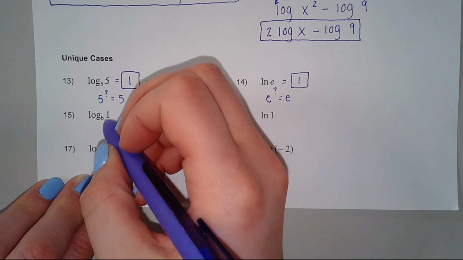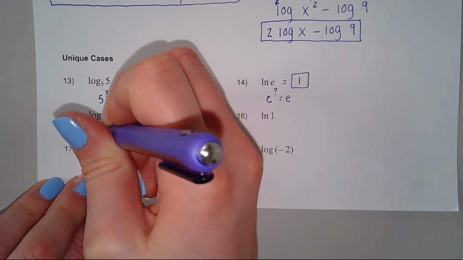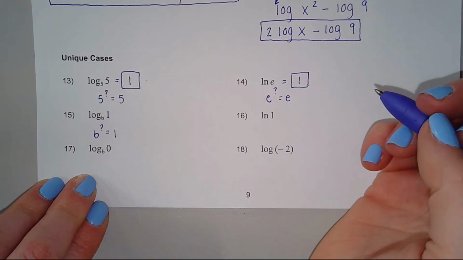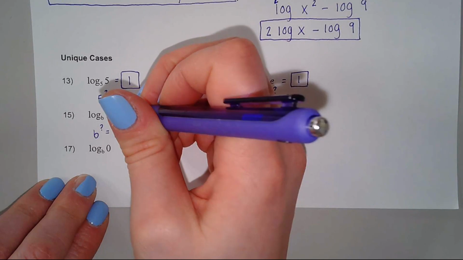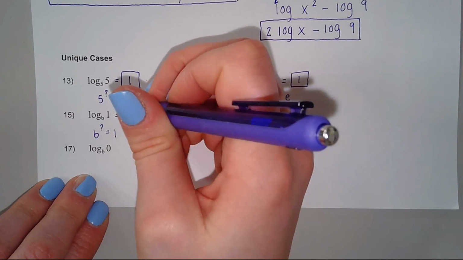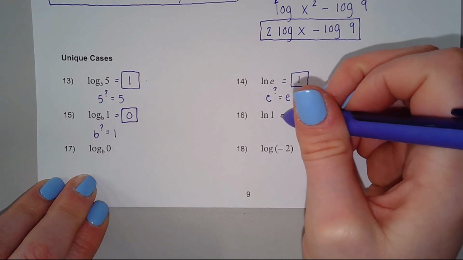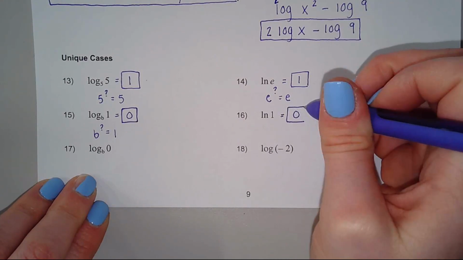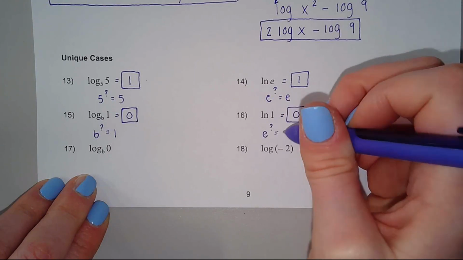Here, my answer is 1. So this is b to some power is 1. And if you guys remember from Unit 7 when we studied exponents, we know anything to the 0 power is 1. So anytime your answer is 1, we know that this is going to be 0. Again, this will be 0 because this is e to some power is 1, and anything to the 0 power is 1.